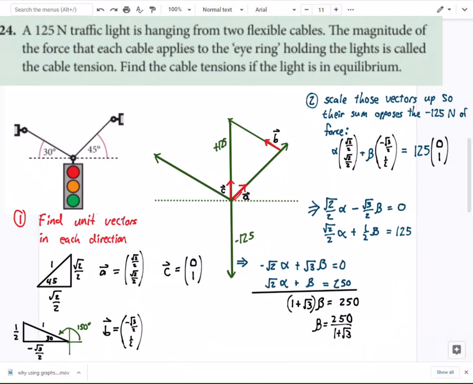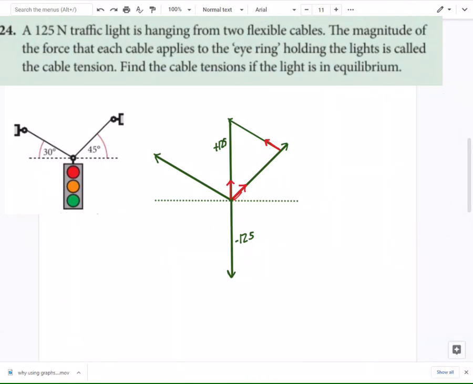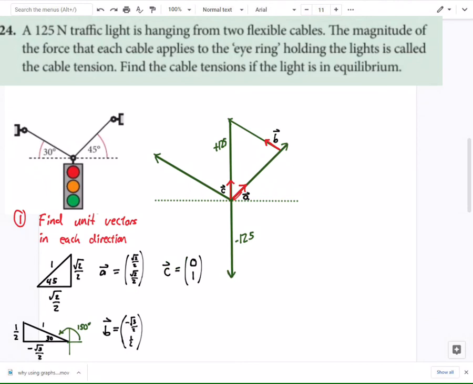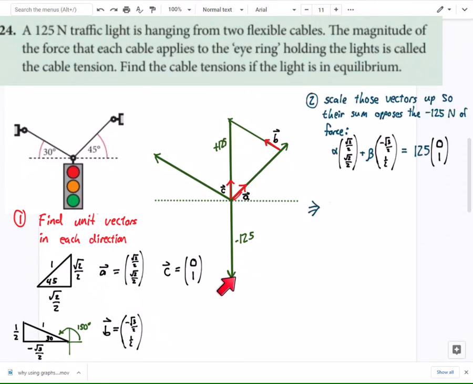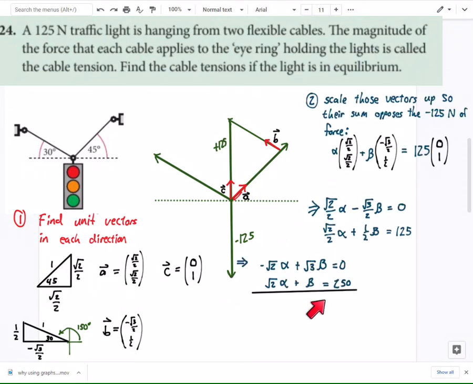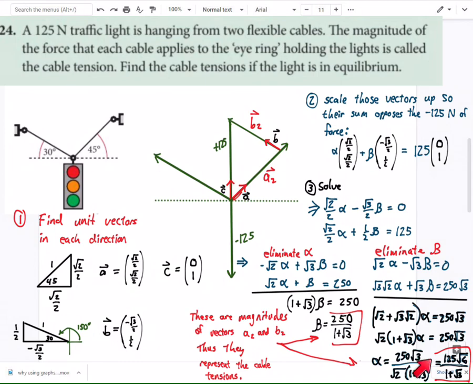The important thing is that you can recognize what the problem is asking, and the idea is when it says equilibrium, it's essentially saying the sum of the upward vectors should negate the total of the downward force. Recognize then that unit vectors in each direction are helpful because then your scalar of those unit vectors becomes the actual magnitude of those vectors and therefore the force that's opposing the traffic light.